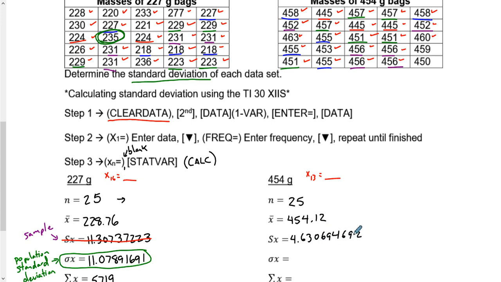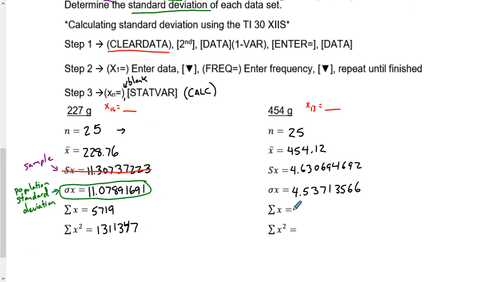4.63069469. Press over again. 4.53713566. Press over again. 11,353. And one more. 5 million. 156,139.